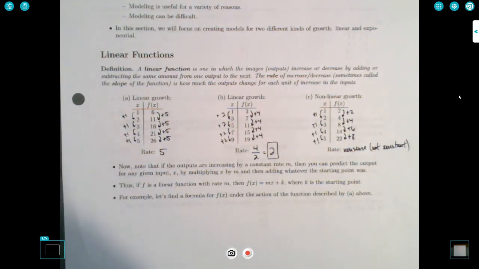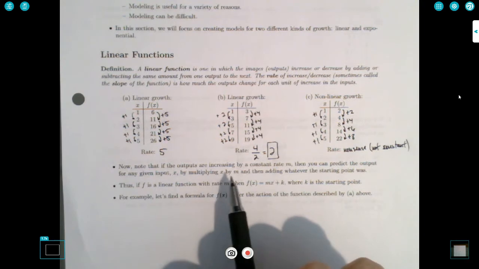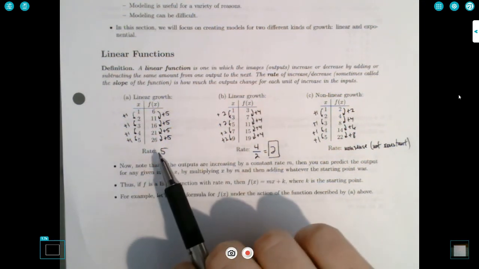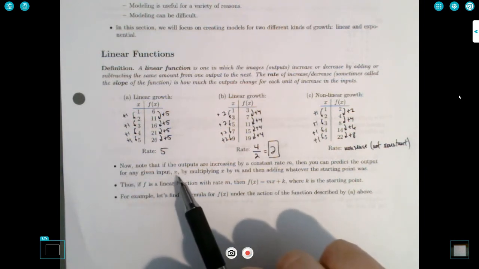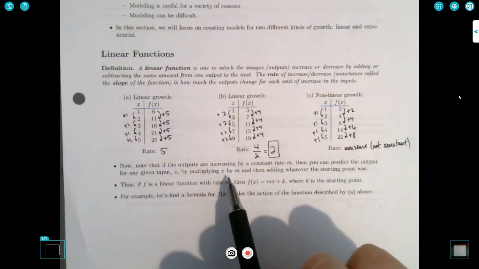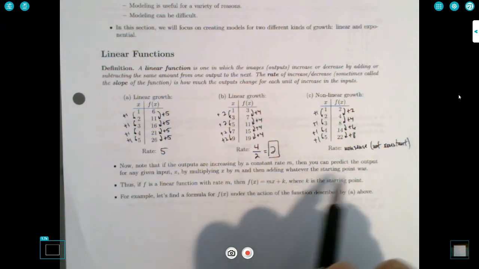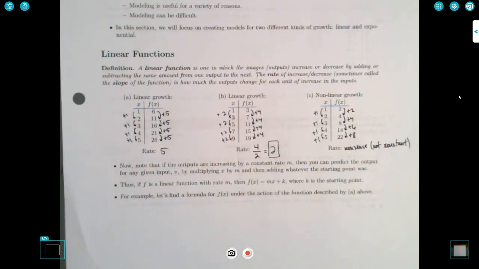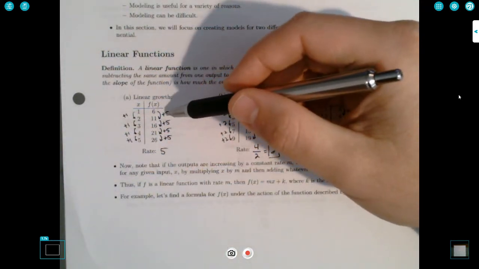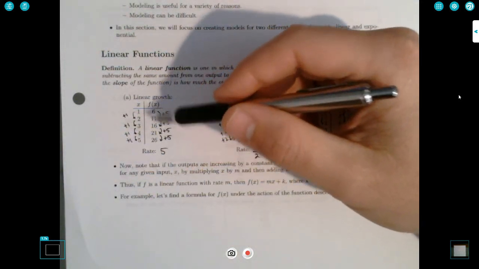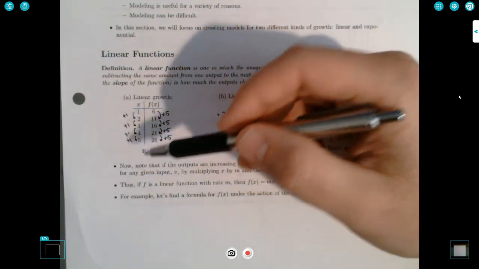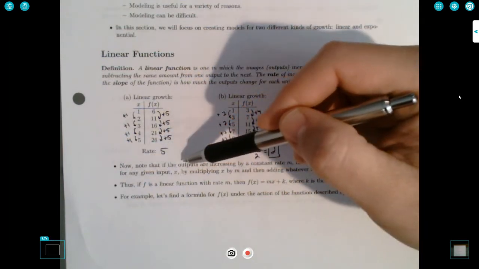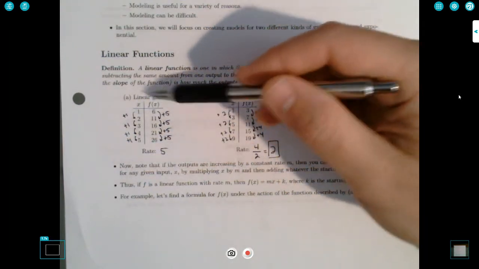All right. So now, note that if the inputs are increasing by a constant rate m, as they are in parts A and B, then you can predict the output for any given input x by multiplying x by m and then adding whatever the starting point was. In other words, if I know that the rate of increase here is 5 and I want to go down to like 20 down on the list, then I could just say, well, I know it's going to be 20 times 5 plus maybe some starting point, right?